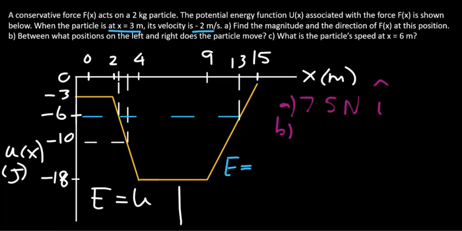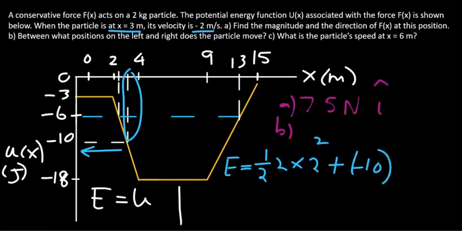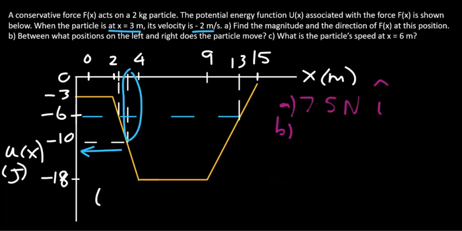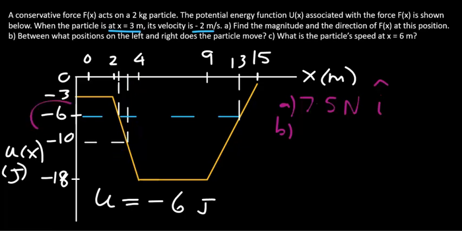The total energy is the kinetic energy, which is half times the mass, which is 2 kg, times the square of the speed, plus the potential energy at x equals 3, right there, which shows the potential energy is minus 10 joules. So there we have it. The energy will become 1 times 4, minus 10, which is minus 6 joules. So we need to figure out the points where the potential energy is minus 6 joules. Minus 6 is right there. So the first point is right there, this point, and the second point is right there.